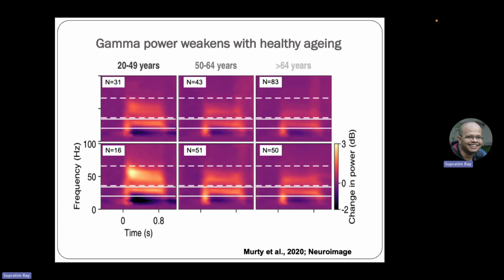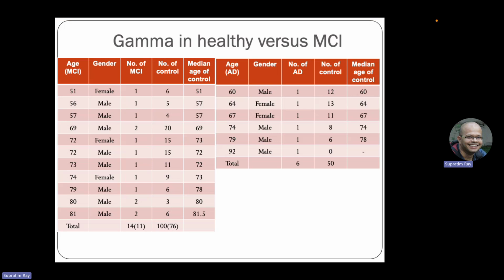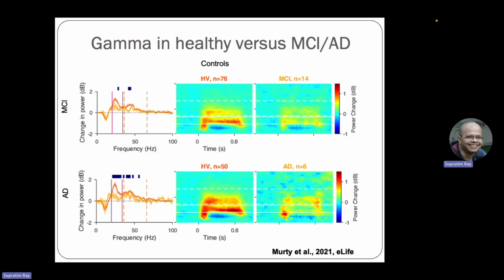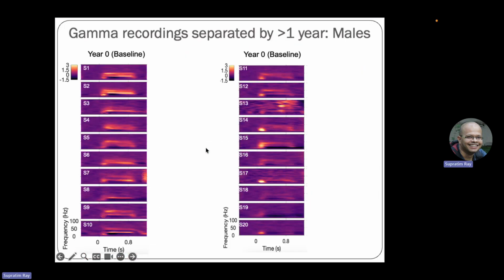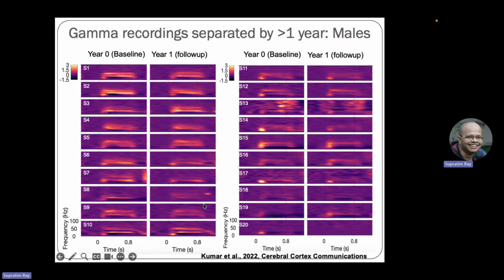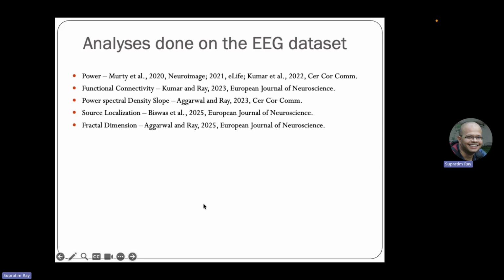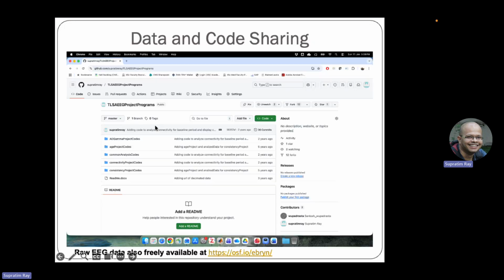And what we found is that as you age, these gamma waves become weak. People who have MCI or early AD have weaker gamma than age and gender matched controls. It's very different across people, but very consistent for a given person. And these are other things that we have done, which you can look at to get ideas about what you can do for the meditation data set also.